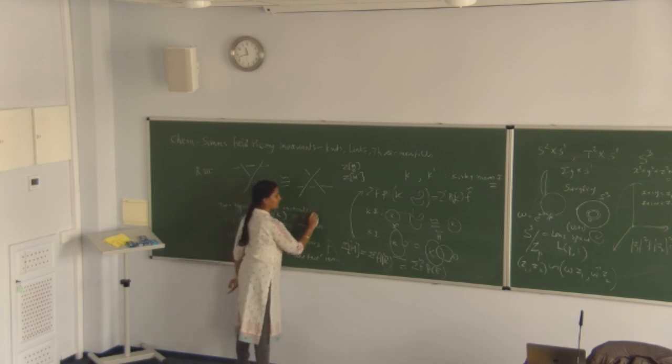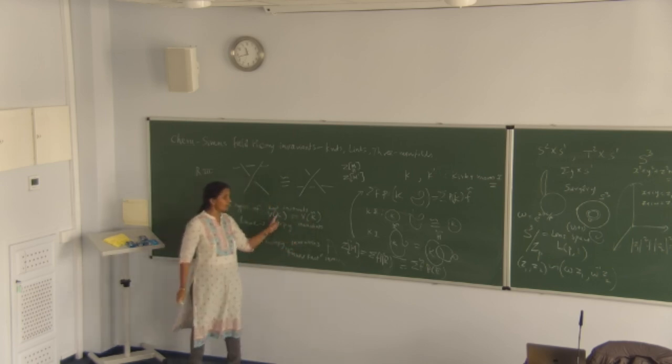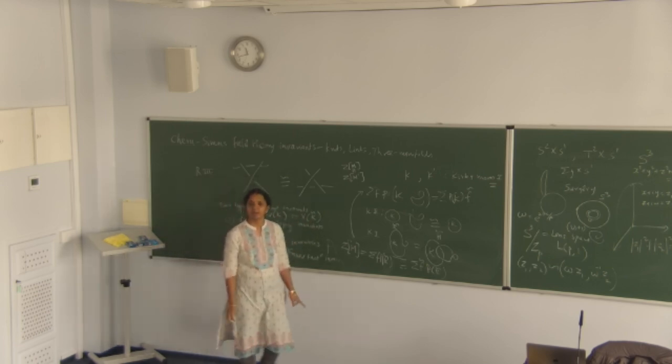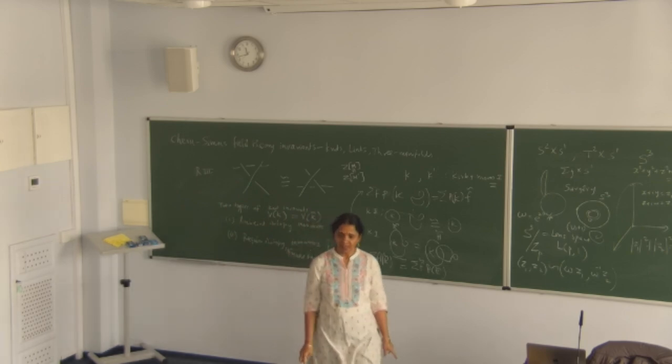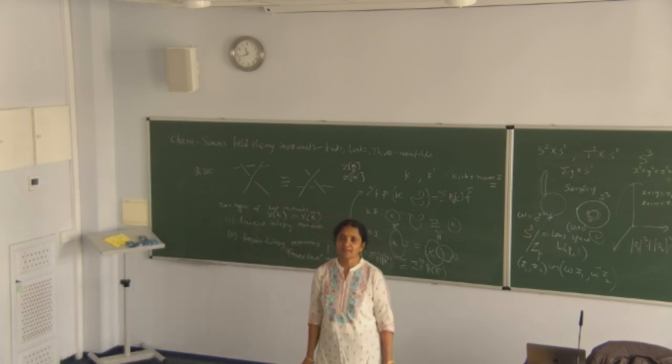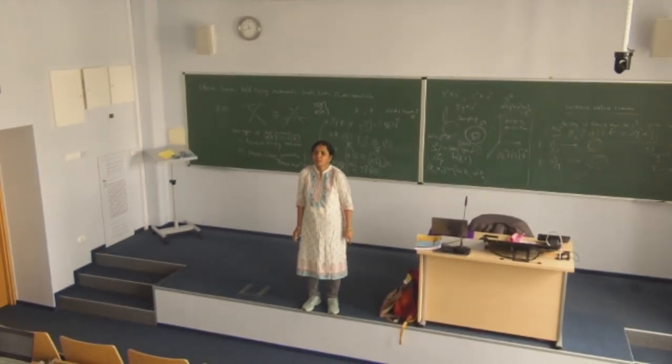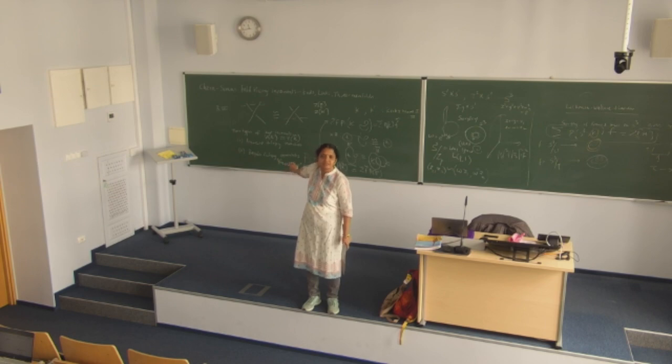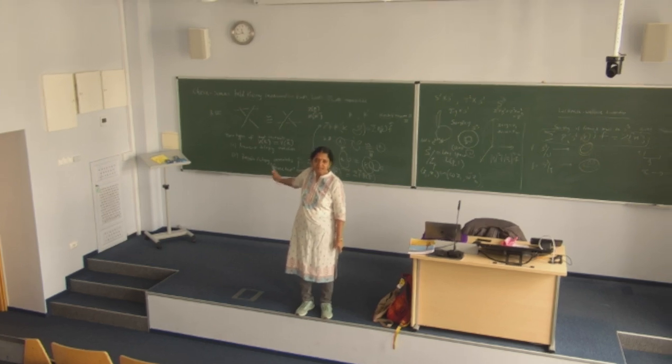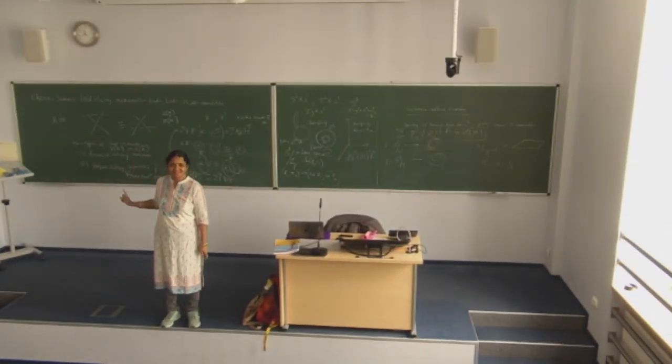Let me call it some other knot, where K tilde and K are not related by Reidemeister move 1, 2 or 3. But the polynomial is the same, then it is again an algebraic accident. This also tells you then it is not a good invariant.